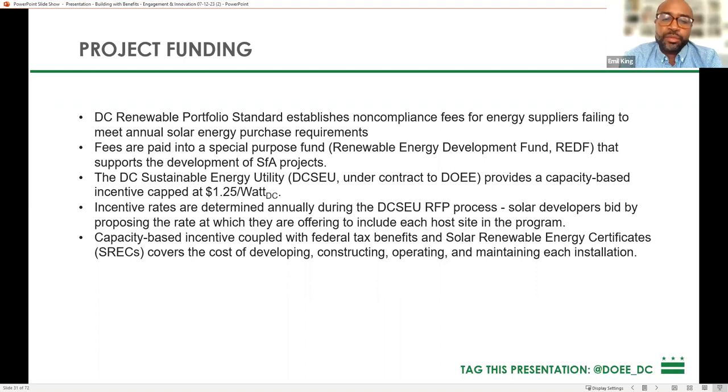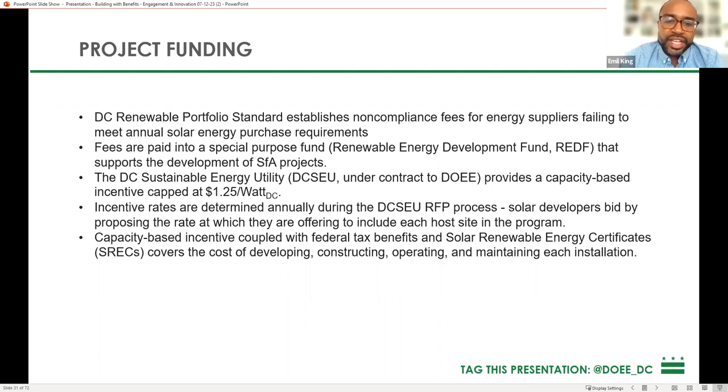So the DC Sustainable Energy Utility, which is under contract to DOE, also provides a capacity-based incentive that's capped at $1.25 per watt. And that contract actually supports the vast majority of Solar for All projects. So the DCSEU puts out an RFP every year. Developers bid and they propose a rate that they would offer, and they identify host sites. We pay the incentive, and those host sites, all of the electricity comes back into our program to be distributed across our portfolio of projects.